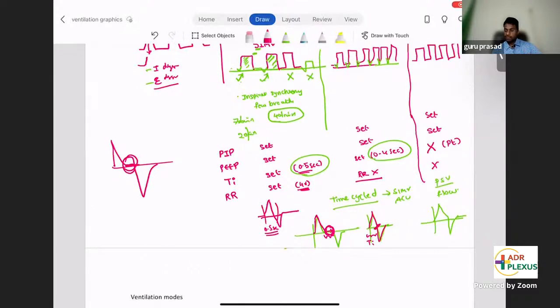Whereas in flow cycle ventilation, the flow will never reach 0. It will stop at a particular limit. Suppose your flow is 100%, you will set something like 15% of the flow. When flow has come down to 15%, then expiration has to start. So inspiration will happen, and suddenly from here expiration starts. So basically it is a flow cycle.